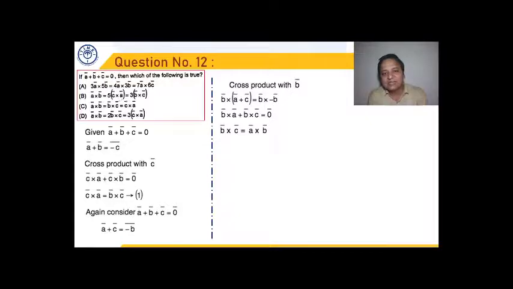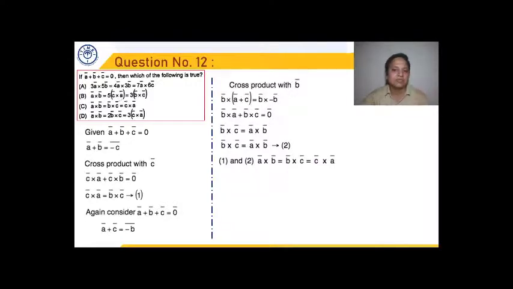So b cross c is equal to minus of b cross a. If we swap them, it becomes a cross b. Now b cross c is equal to c cross a and b cross c is equal to a cross b. If we combine these two equations, b cross c equal to a cross b, second equation, and first equation c cross a is equal to b cross c, we combine them, so we get a cross b is equal to b cross c is equal to c cross a.